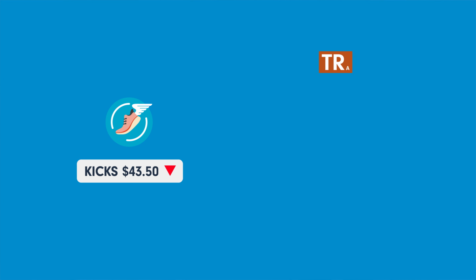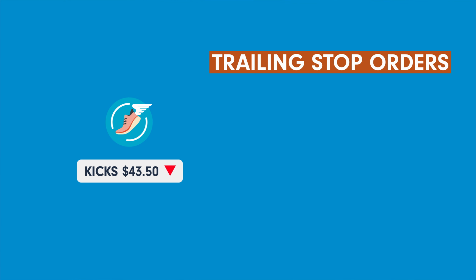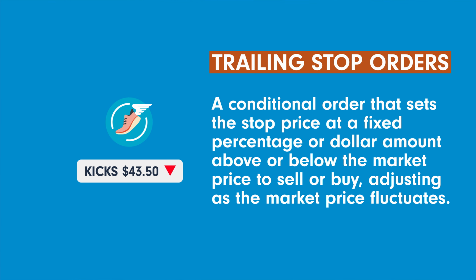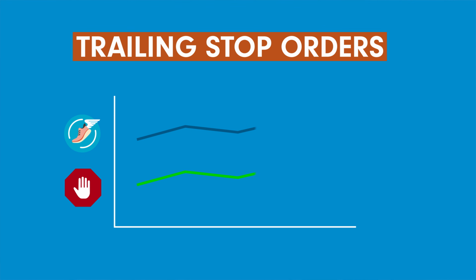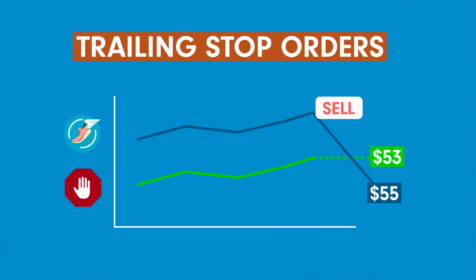Finally, let's talk about trailing stop orders. These are a bit more advanced. A trailing stop order sets the stop price at a fixed percentage or dollar amount below the market price for a sell order, or above the market price for a buy order. The stop price adjusts as the market price fluctuates. For instance, you set a trailing stop order to sell your Kicks Unlimited shares with a trail of $2. If the stock price rises from $50 to $55, your stop price will move from $48 to $53. If the stock price then falls to $53, your order is executed, locking in your profit.